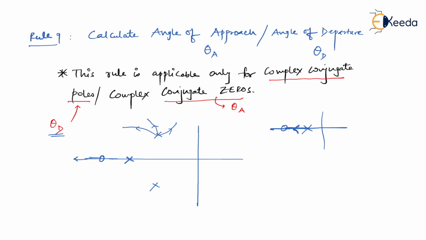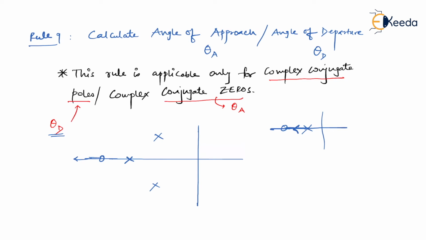But when it comes to complex conjugate poles, let me repeat my statement. Please understand, my poles are in the air. If they are in the air, even my root locus starts in the air. So whenever you are starting your root locus from a pole, the direction from which it originates with respect to the pole, that angle should be known. That is called the angle of departure. So let me show you once again.